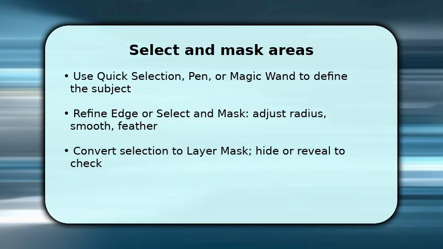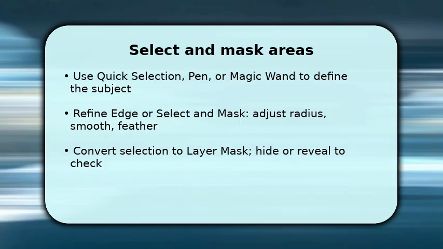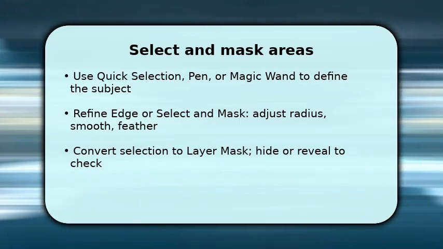Once selected, open Select and Mask to refine radius, smooth, feather, and output to a layer mask so you can non-destructively hide pixels. Make sure to check the mask on different backgrounds if edges look harsh. Increase feather slightly, or paint the mask with a soft brush to blend.